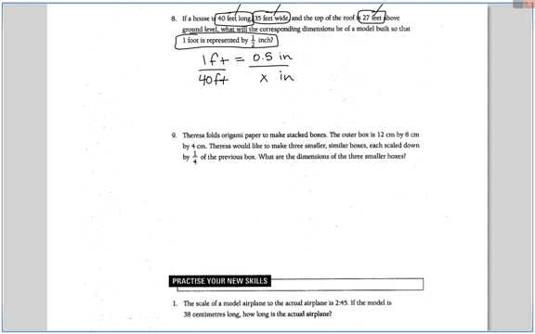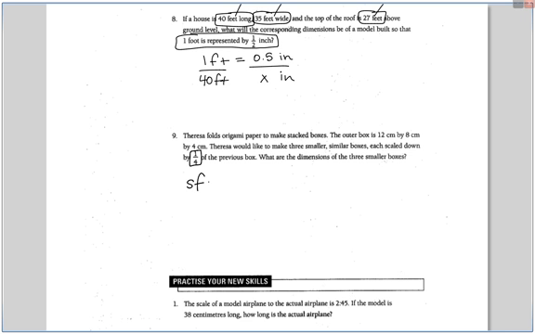Number 9 says origami paper is being folded. The outer box is given. Teresa would like to make 3 smaller, similar boxes, each scaled down by 1/4 of the previous box. What are the dimensions? So all it's saying is that 1/4 is the scale factor. And what you have to do is take each dimension, so for example 12 centimeters, and multiply by the scale factor. Same with the 8. And same with the 4.